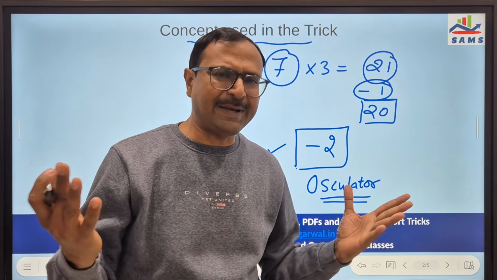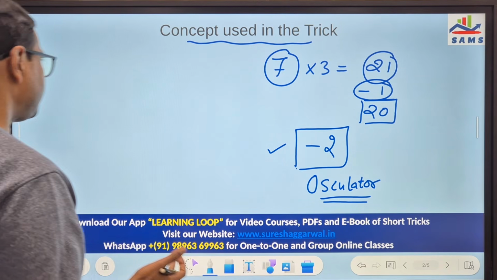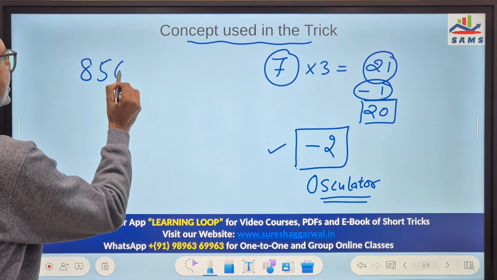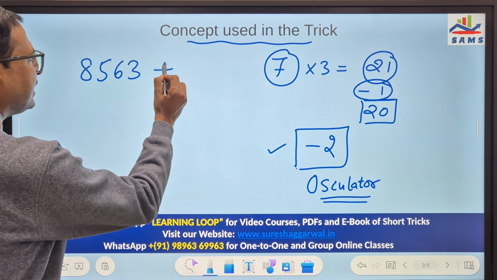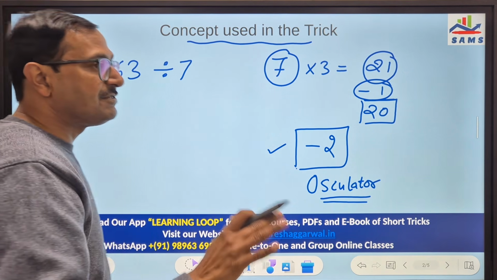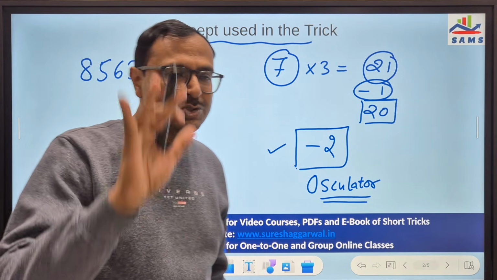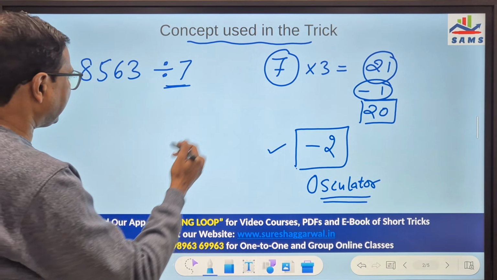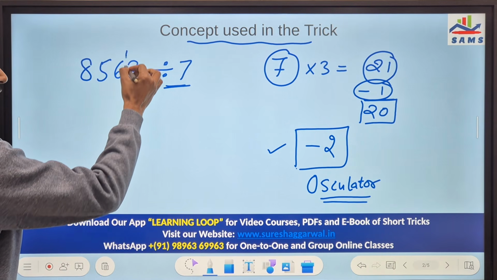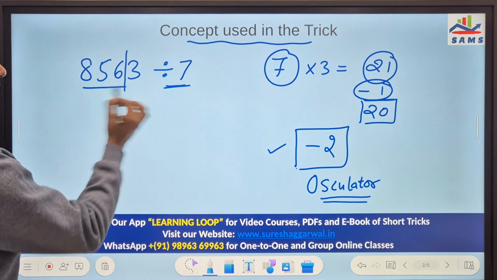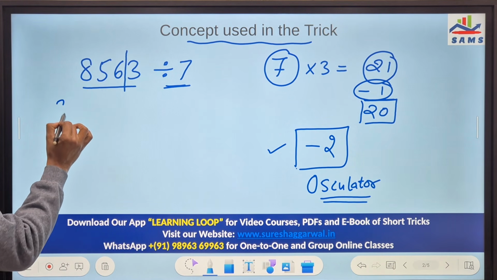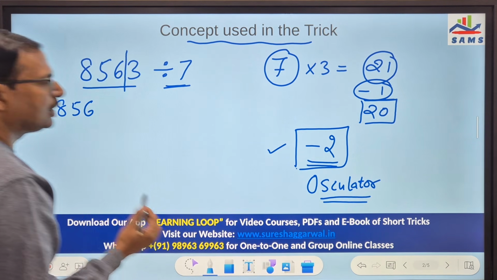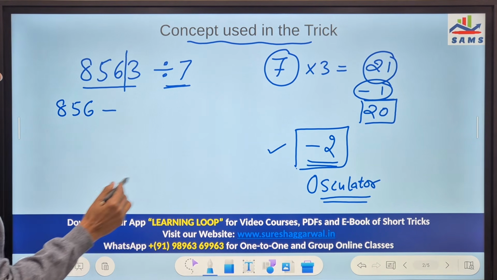So what do I do with minus 2? Let's check whether a number like 8563 is perfectly divisible by 7 or not. So what will I do? I don't want this 7 because I don't need to use the 7 times table. So I will separate out the last digit of this number, write the remaining number 856, and because the oscillator is minus 2, I will do minus 2.